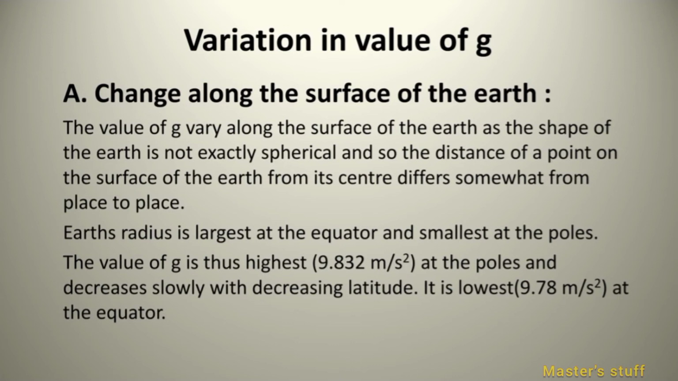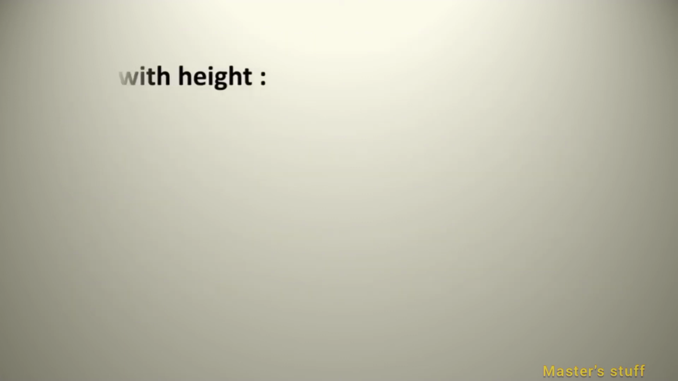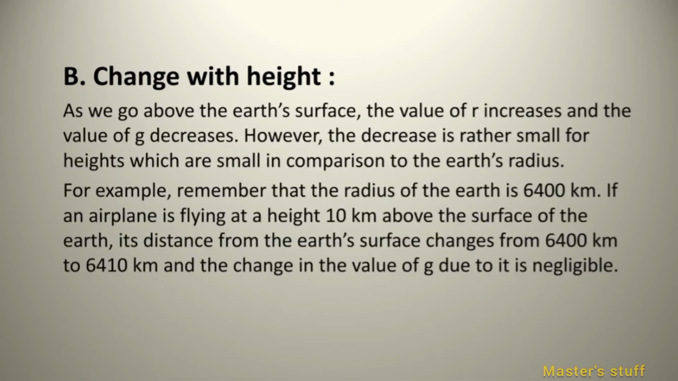At the poles, the value of g is about 9.832 meter per second square, and at the equator it is lowest, about 9.78 meter per second square. Change with height. As we go above the Earth's surface, the value of R increases and the value of g decreases.